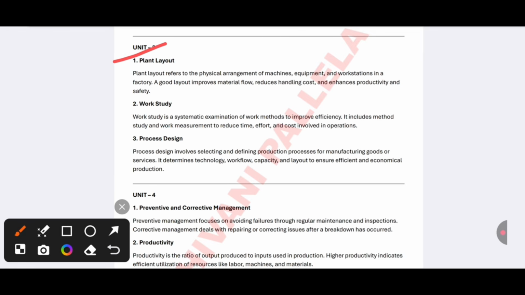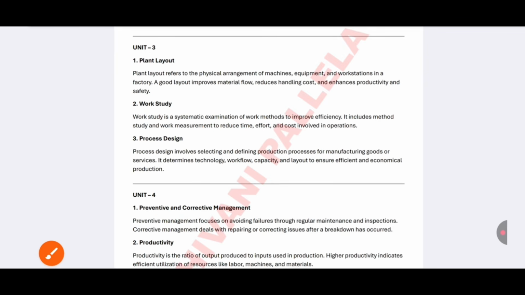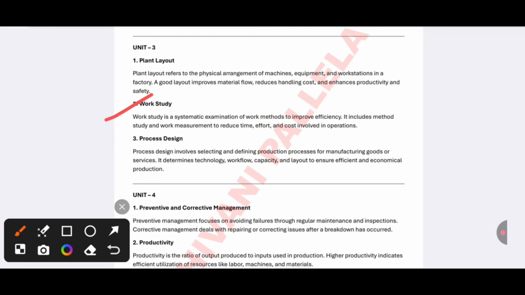Okay, a good layout, the framework, for example, a good layout will be helpful to improve their materials, to improve their productivity, to reduce their expenses, etc. Yes or no? Proper layout is very much important. Proper framework of work is important.